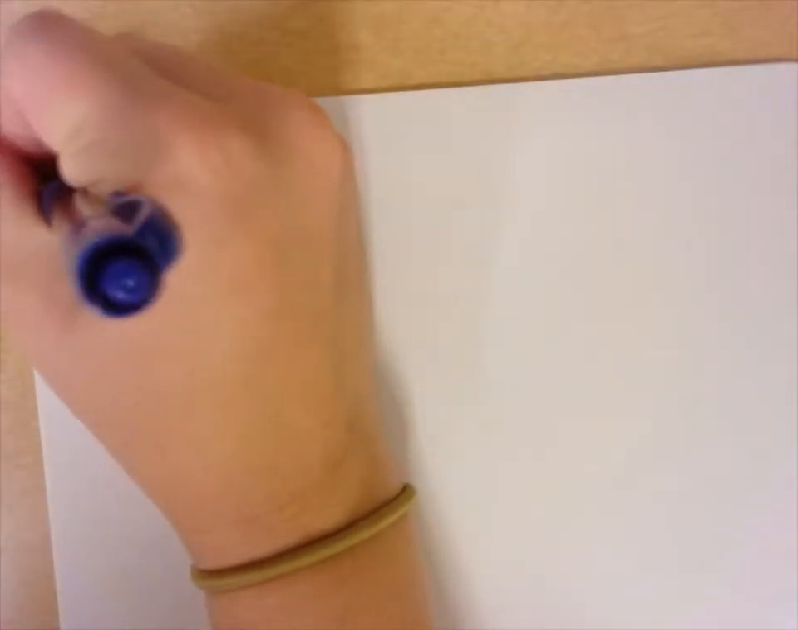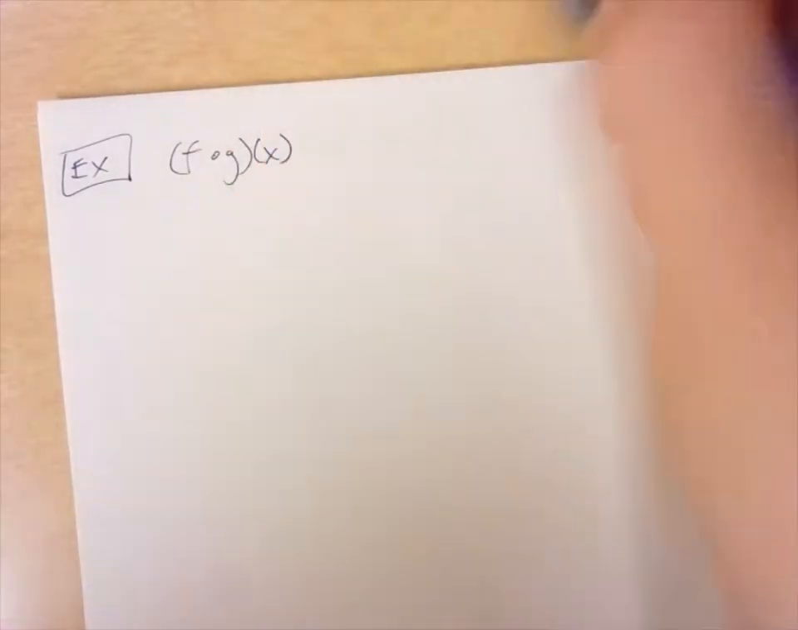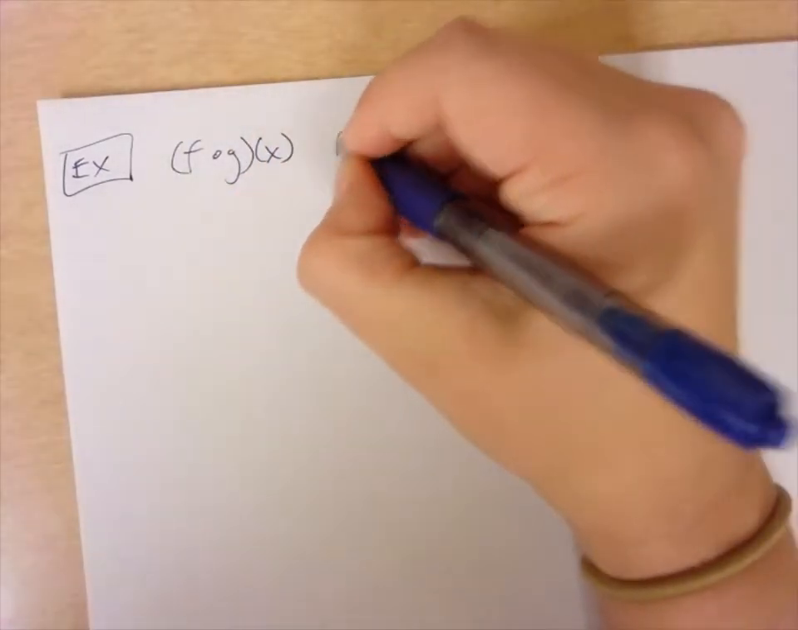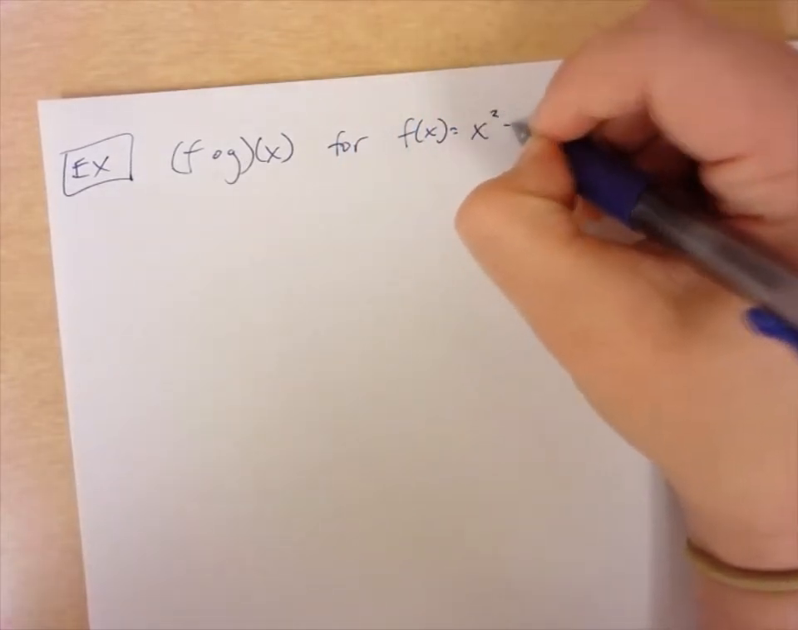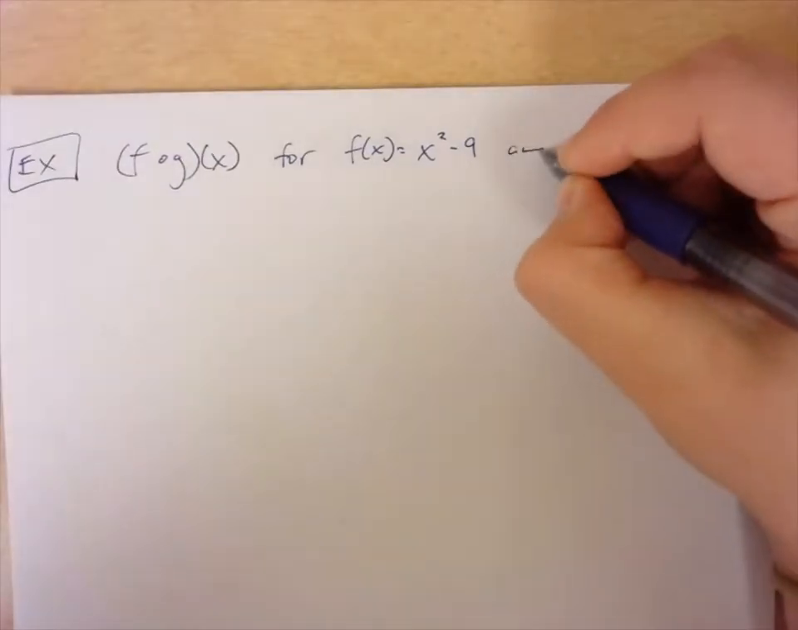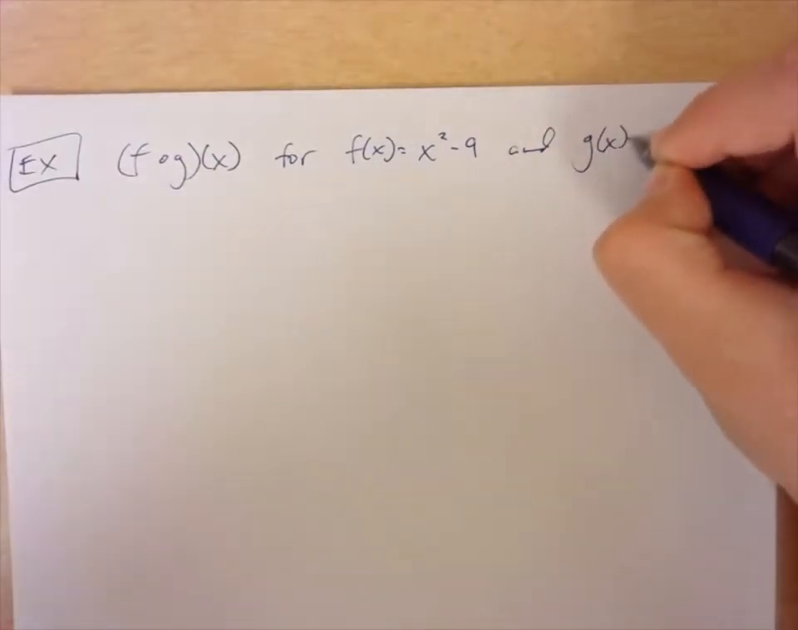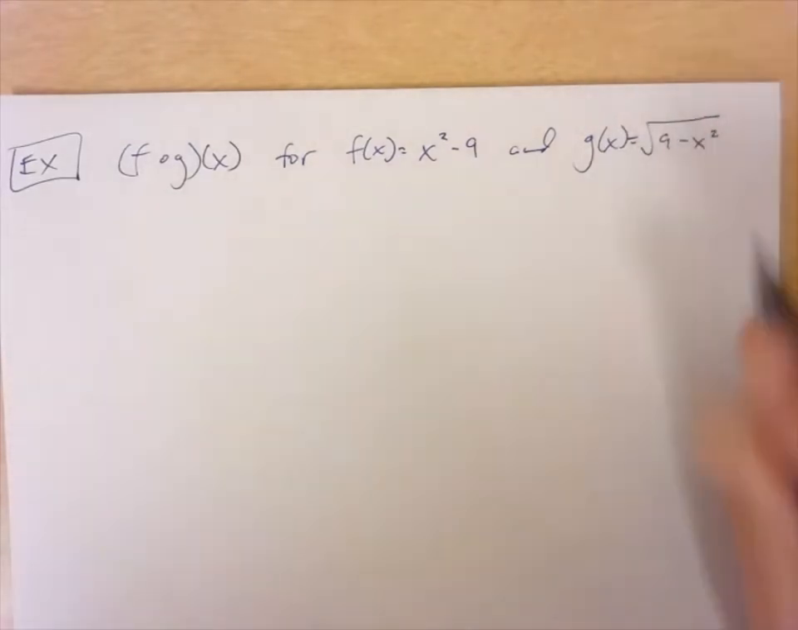So the last example, what I'd like to do is illustrate what I meant by talking about the domains of composite functions. So say we're asked to find f of g of x for f of x equal to x squared minus 9 and g of x equal to radical 9 minus x squared.